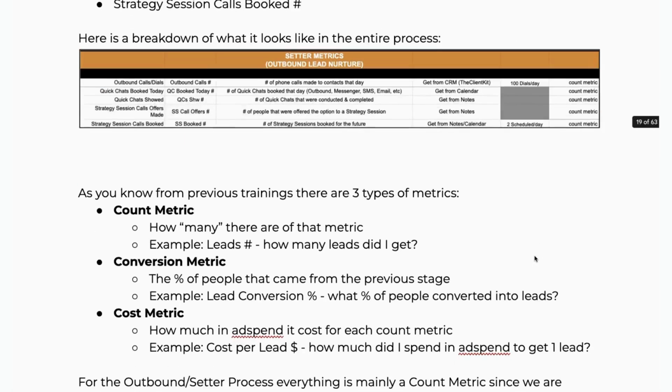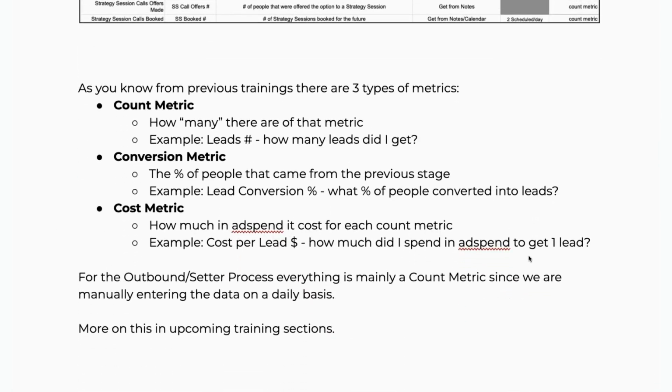Now, moving along, as you know, there are 3 types of metrics. There are count metrics, there are conversion metrics, and then there are cost metrics. So just for your understanding, everything that we do in the setter processes is going to be a count metric. All right. Later down the line, we're going to have more conversion metrics and we can put those into play. But for the sake of simplicity and for right now, everything that we're going to be going over is going to be a count metric. All right. And more on this in the upcoming trainings.